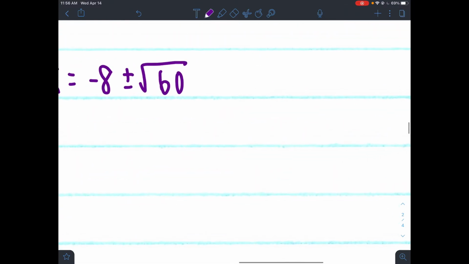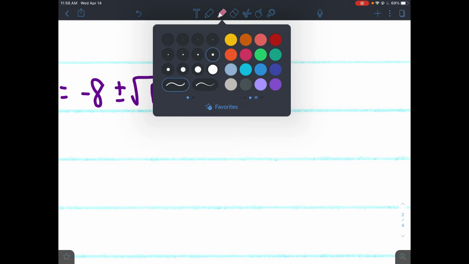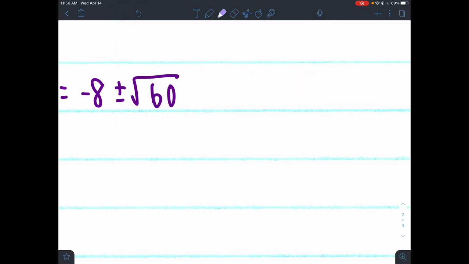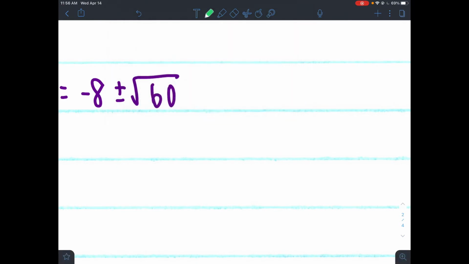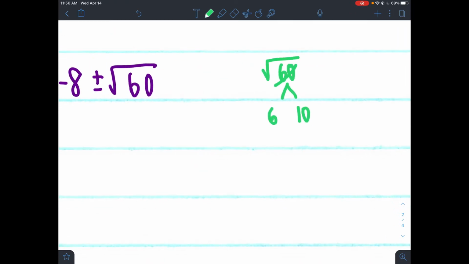Let's simplify that radical. So I'm going to go over here to the side, and I'm going to look at my radical right here. Okay, so let's simplify square root of 60. I need two numbers that multiply to 60, so that'd be 6 and 10. Remember, I'm going to cross off 60 because I've used it. 6 would be 3 and 2. 10 would be 5 and 2.